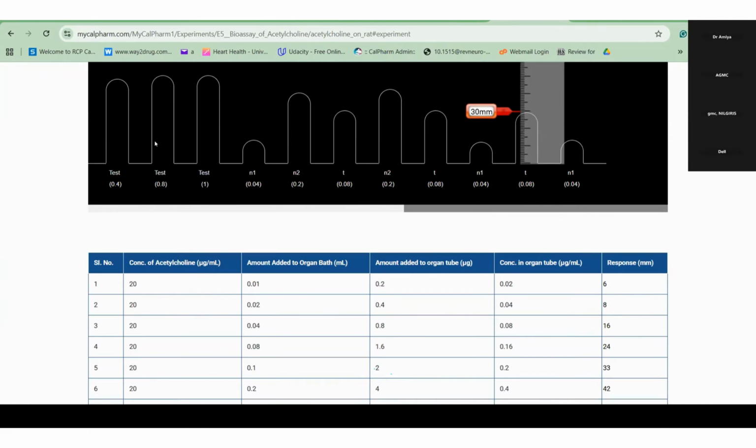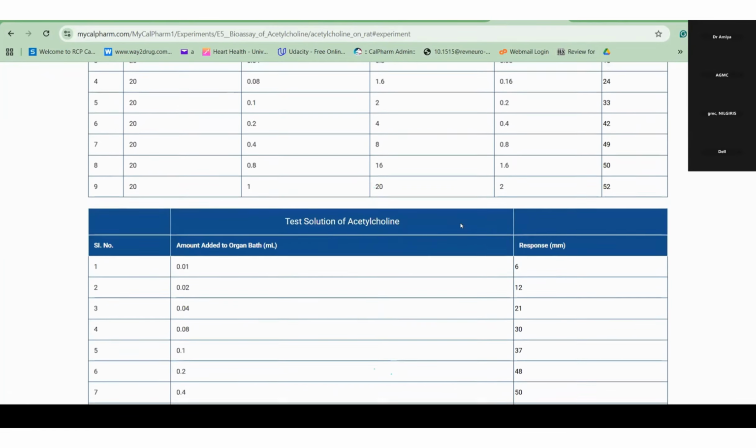to record the height of each response. Okay, and that we have to enter into this table.